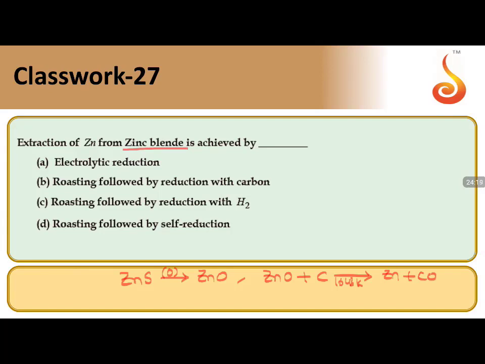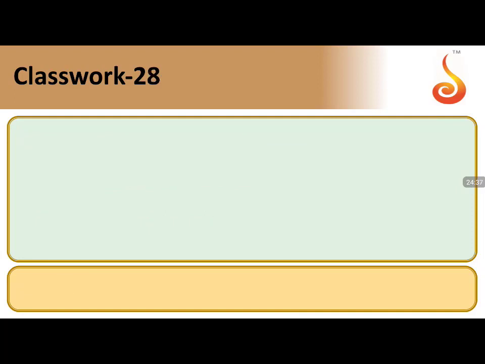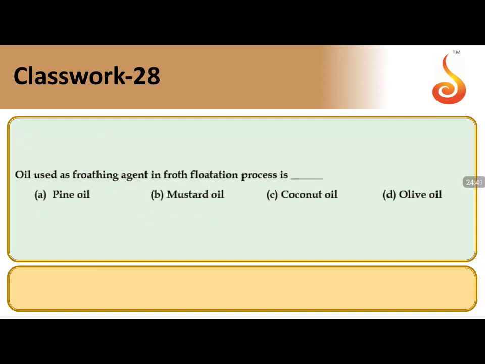So reduction with carbon, we call it the Belgian process. This is following. So not electrolytic reduction. Roasting followed by reduction with carbon, yes. This is going to be the answer. Option B is going to be the answer for this. I hope you are understanding the concept. Very easy. Everything is explained in your synopsis. Go back to the synopsis if you have any doubts.